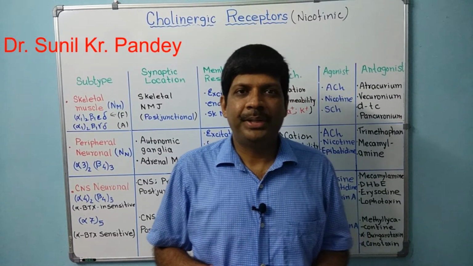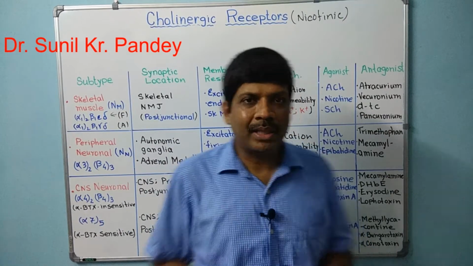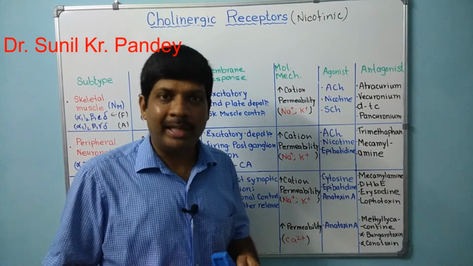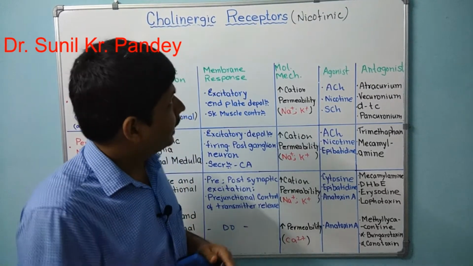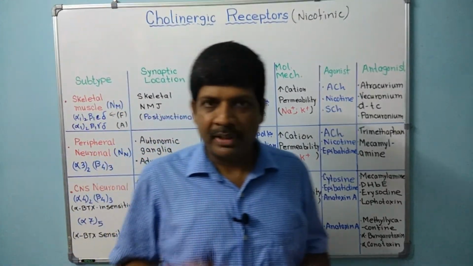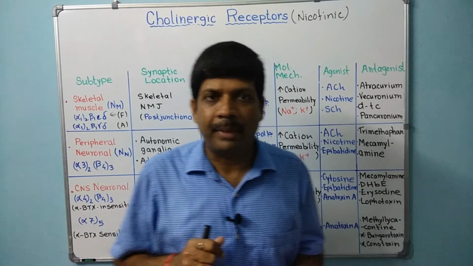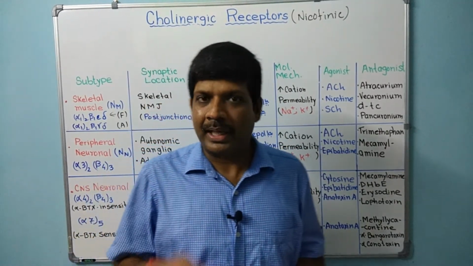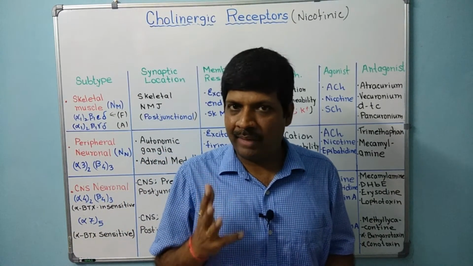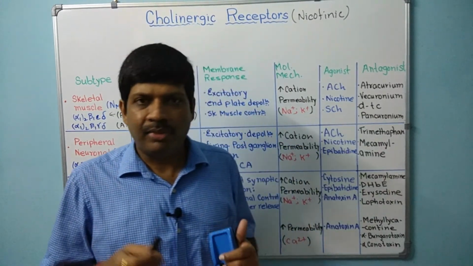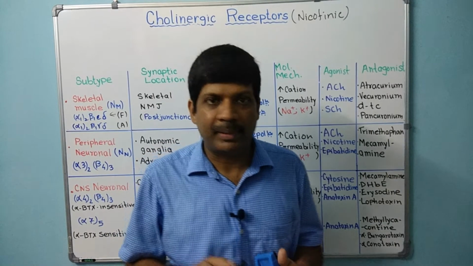Hello everyone. In today's video, I will discuss cholinergic receptors and specifically the nicotinic receptor. The cholinergic receptors are of two types, the muscarinic type and the nicotinic type. Muscarinic receptors are again of five types, M1, M2, M3, M4 and M5. I already have made a video on muscarinic receptors.